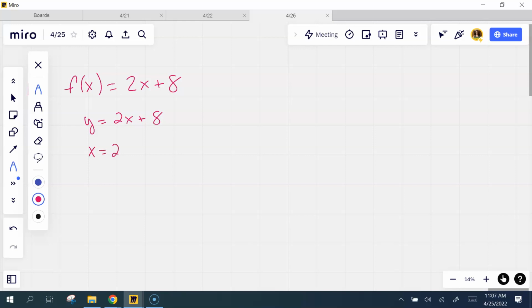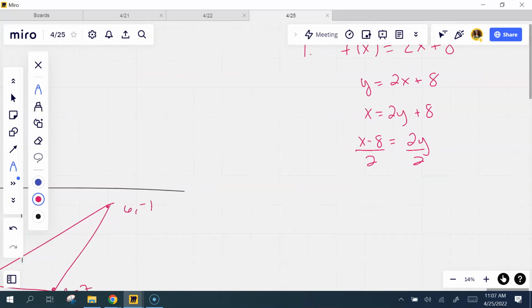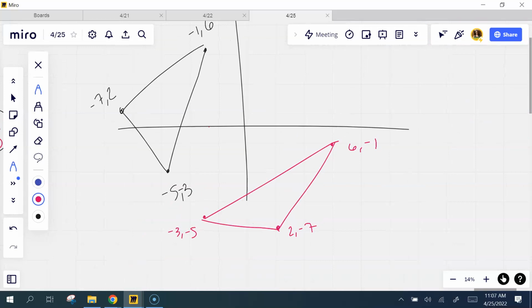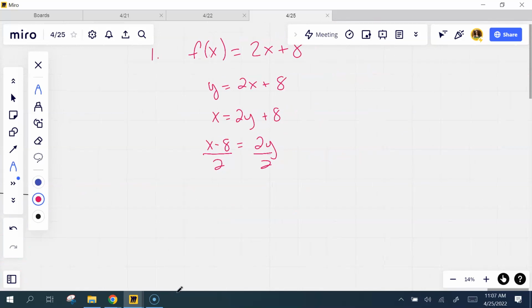Switch x and y and solve, right? Subtract 8. I know that this one's a little bit fast. This is kind of the easy part. So remember, I can divide both terms by 2. So this is like x over 2 minus 4. And this is going to be my inverse.